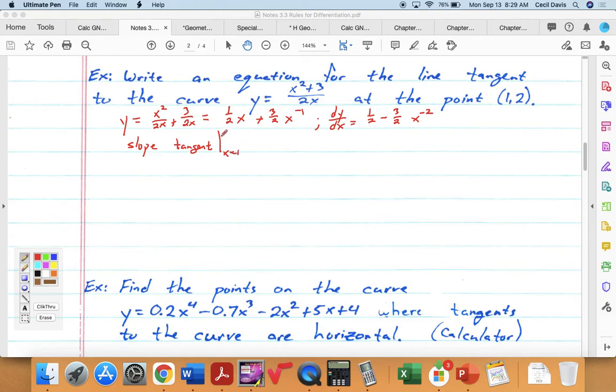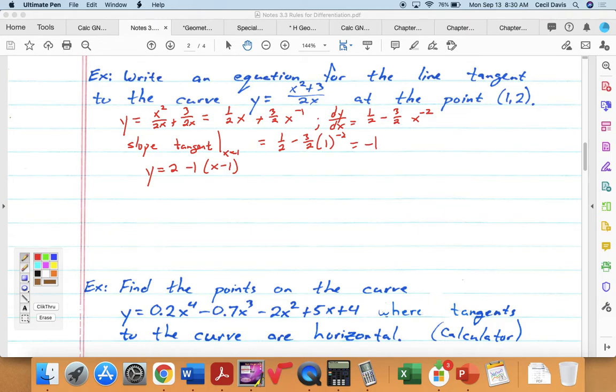Have I showed you guys this before? This is the evaluation. This stands for evaluated at. It is going to be equal to 1/2 minus 3/2 times 1 to the negative 2, which is negative 1. So my equation will be y equals 2 minus 1 times x minus 1.